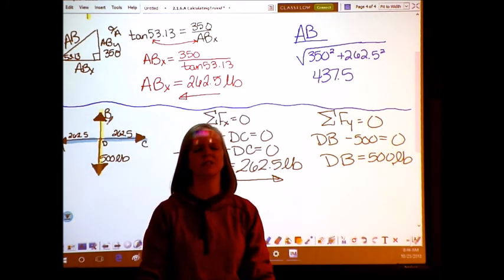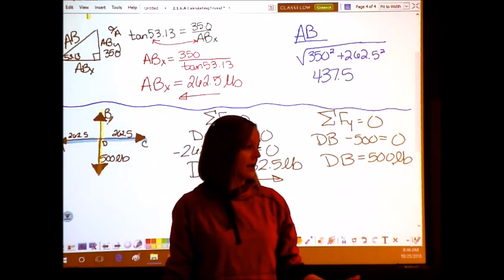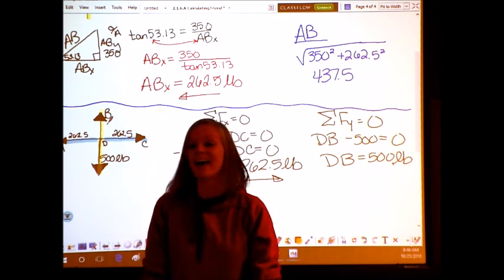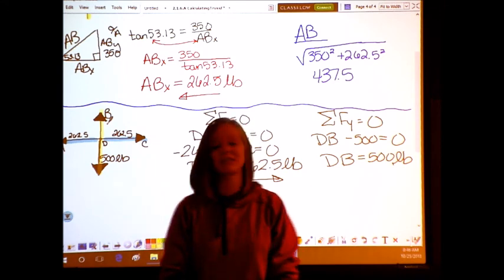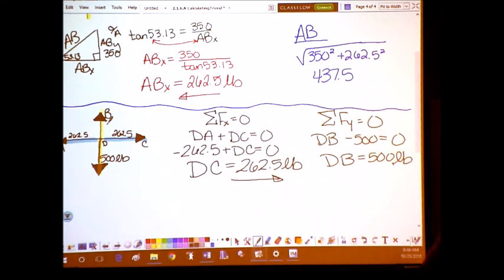You might be like, why didn't we start with that one? Because that's right, we didn't have that 262.5. Without doing point A, we would never have gotten 262.5. We probably could have figured out DB from the get-go. We knew, probably at the very beginning of the problem, DB was positive 500.